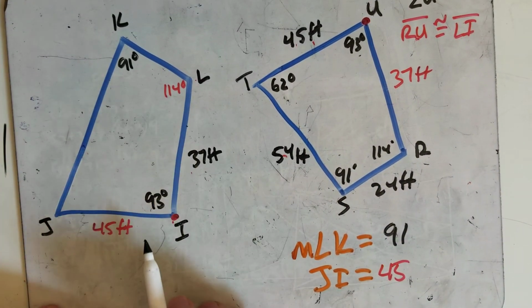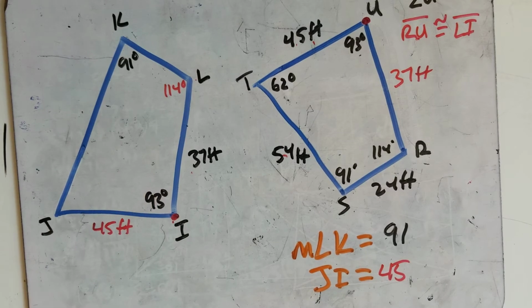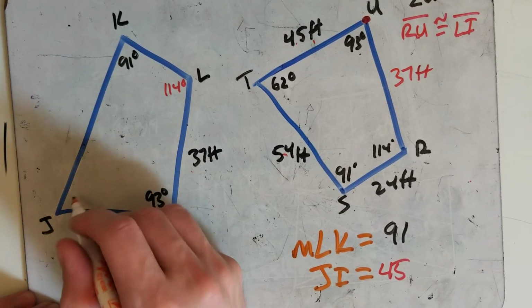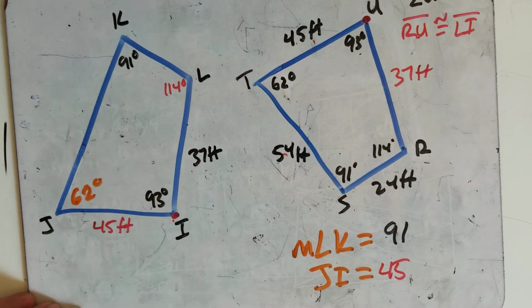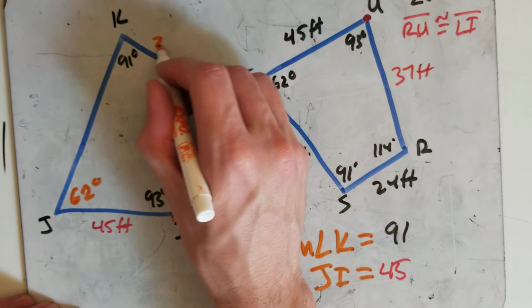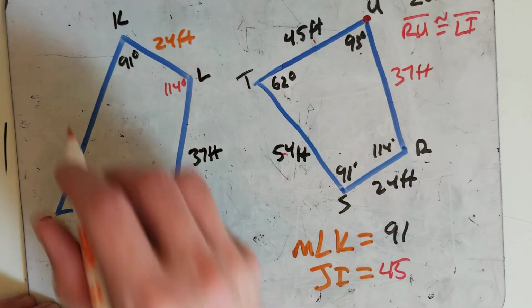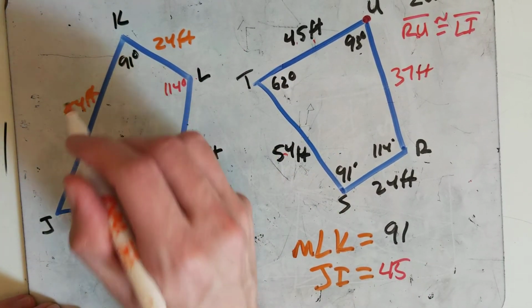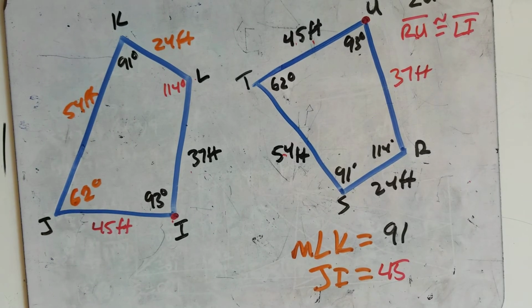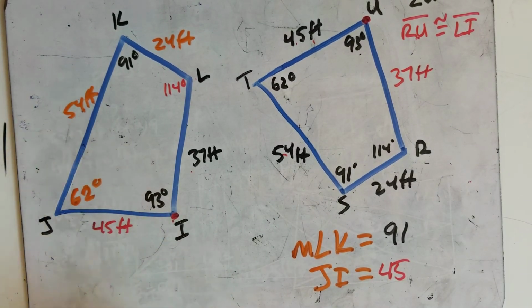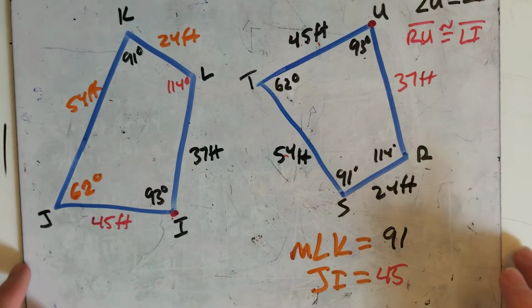Then once you've uncovered that, we don't need to, but you could find out the other pieces of information for this quadrilateral. You would know J is 62. You would know, let's see, the 24 is going to go up here, and then the 54 would go over here. So once you start to unlock pieces of information, it becomes easier to gather the other pieces.